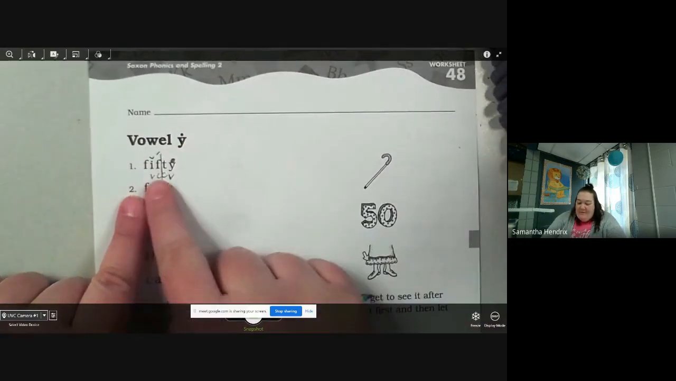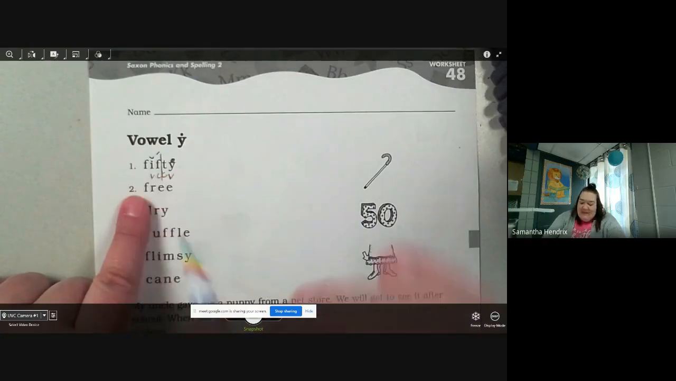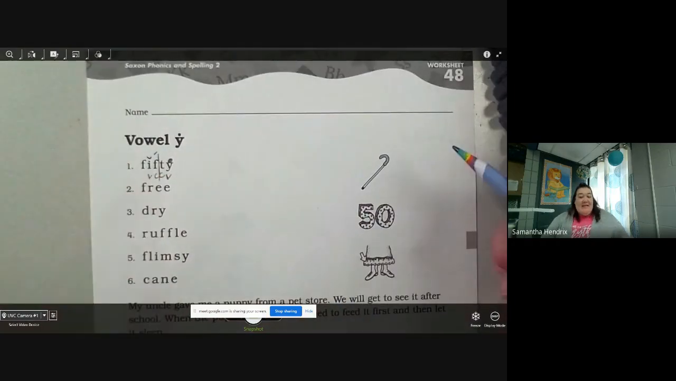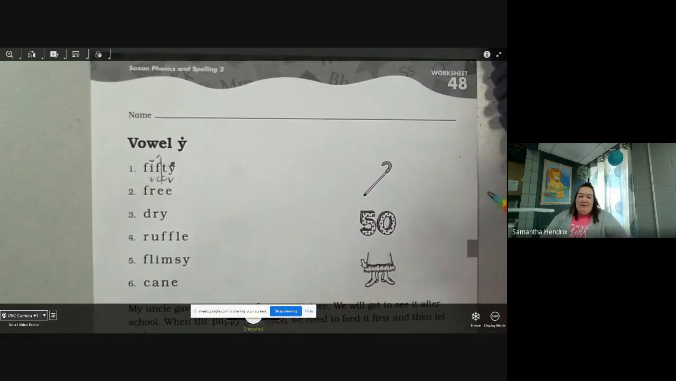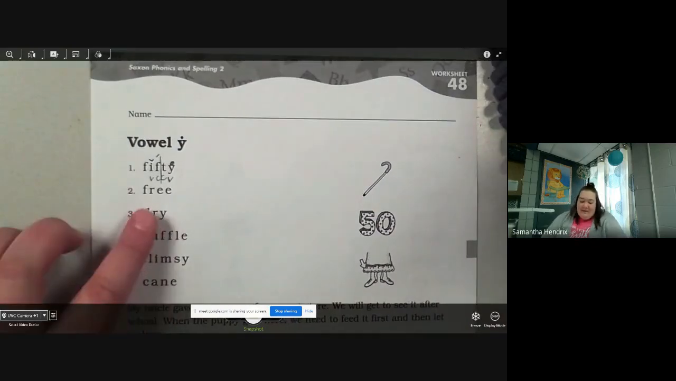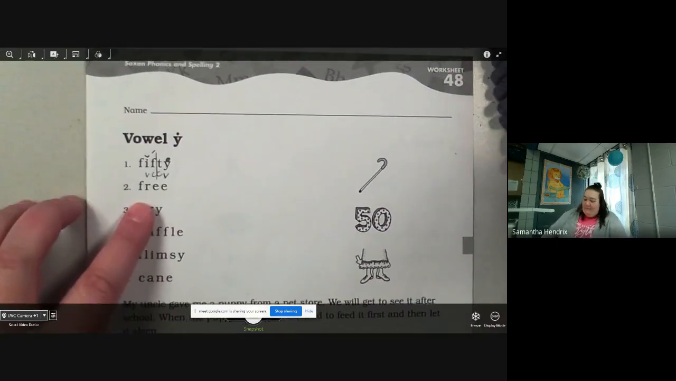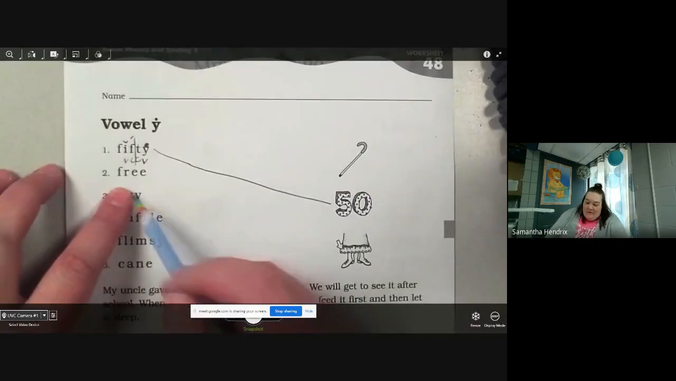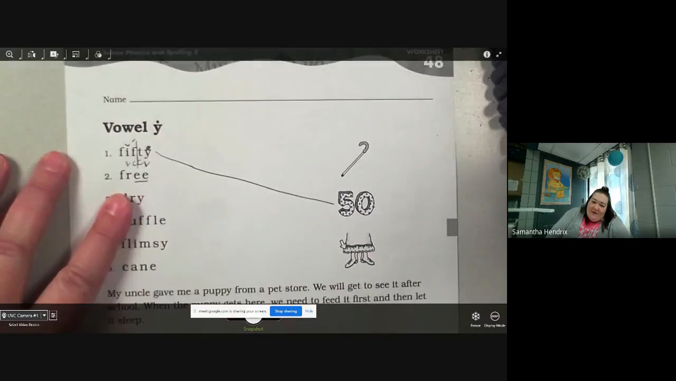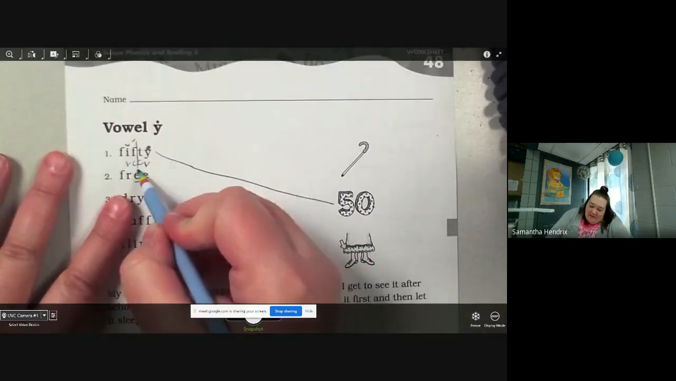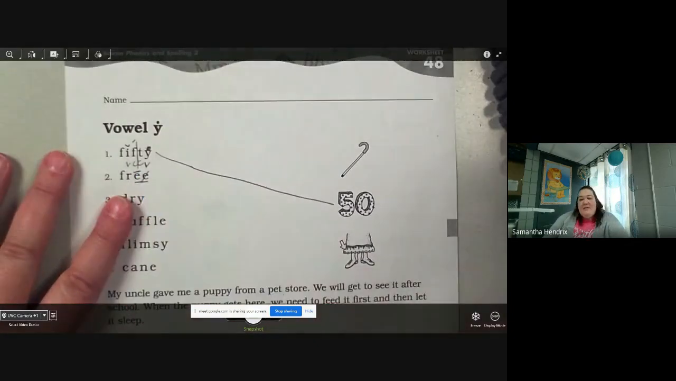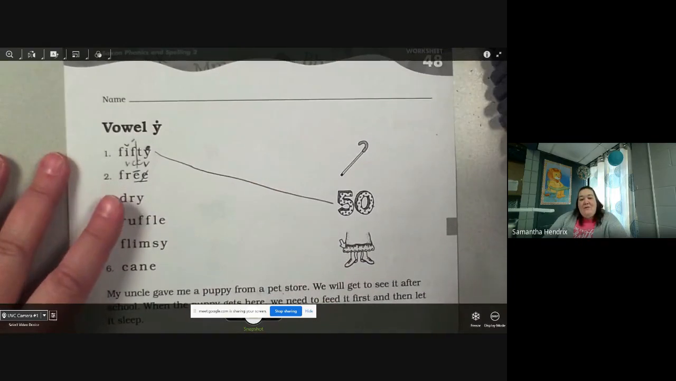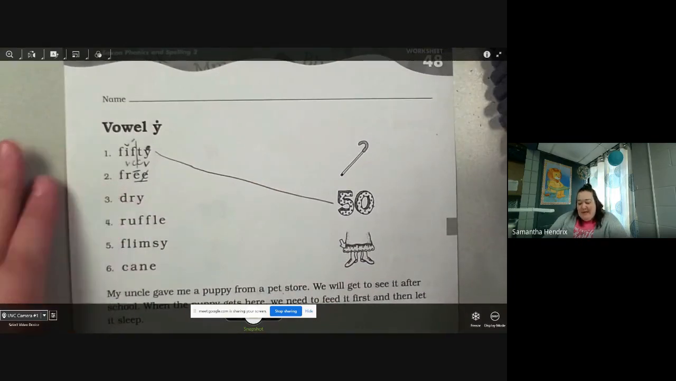So 50 or 50? 50. So since it's an E, we don't put the macron. Okay. Look at this one. Oh, there's 50 right there though. Digraph, EE. So this is long. That one doesn't say anything. So free, free.